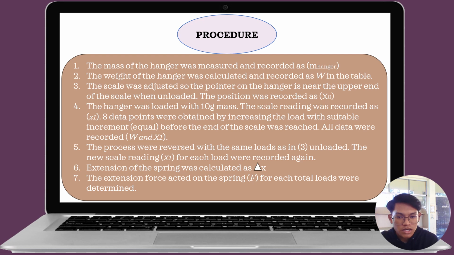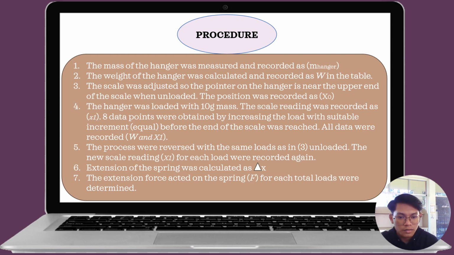The scale was adjusted so the pointer of the hanger is near the upper end of the scale when unloaded. The position was recorded as X note. The hanger was loaded with a 10 gram mass. The scale reading was recorded as X1. Eight data points were obtained by increasing the load with equal suitable increments before the end of the scale was reached. All the data were recorded with W and S1.